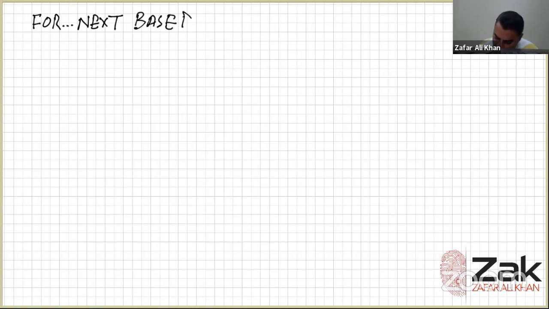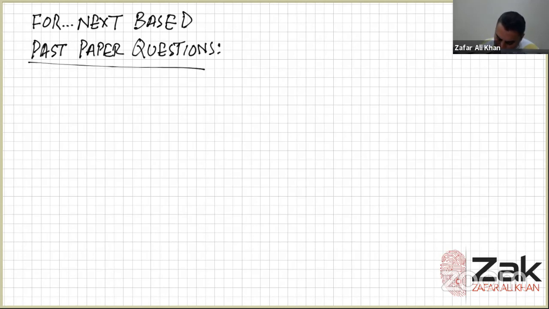So अगर हम for next में देखें तो कुछ certain types के questions हमारे पास past papers में आ रहे हैं. पहले हम उनको identify कर लेते हैं. For next based past paper questions. Types हैं ये.